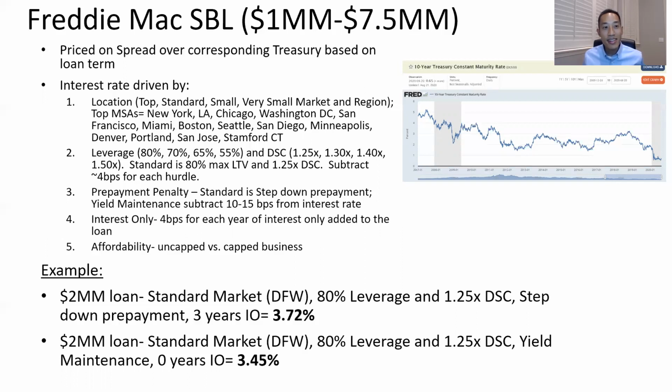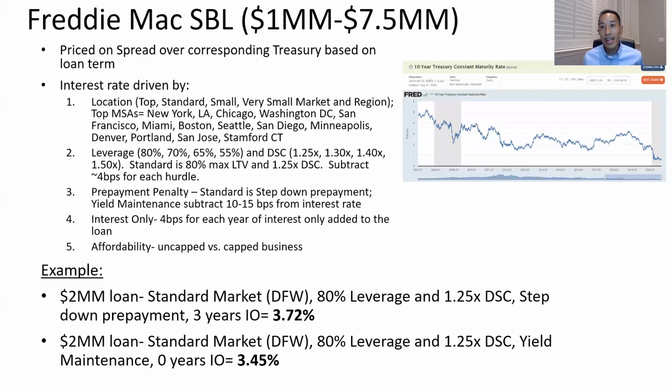The third thing that the interest rate is based off is prepayment penalty. So prepayment penalty, the standard is step down, right? So on a 10-year, it might be 5.5, 4.4, 3.3, 2.2, 1.1. And then if you go to yield maintenance, you'll get anywhere from 10 to 15 basis points off of that interest rate. The fourth thing is interest only.